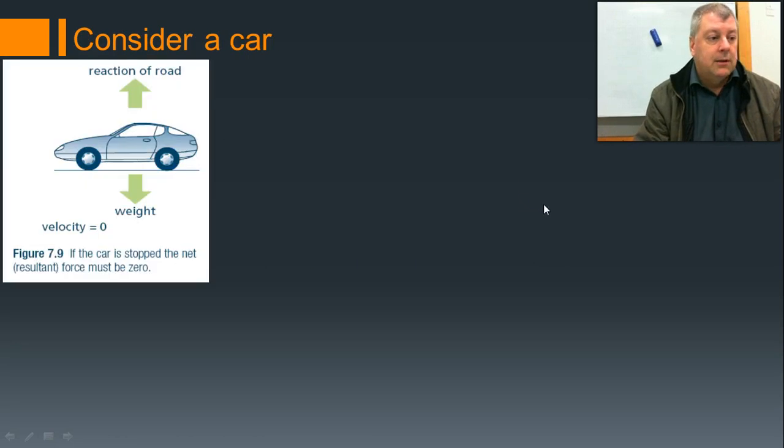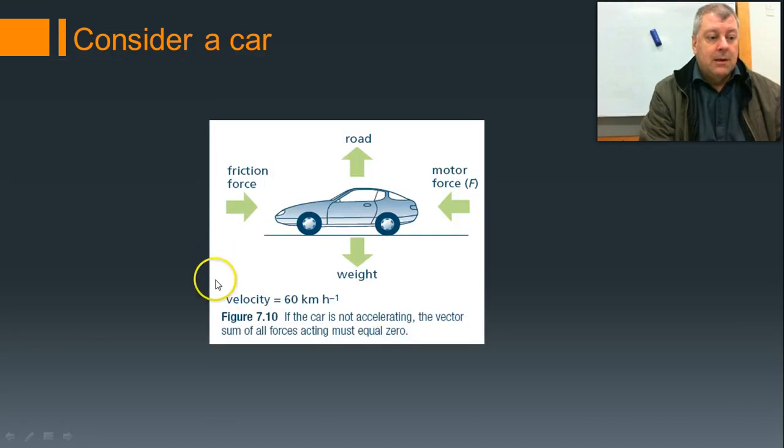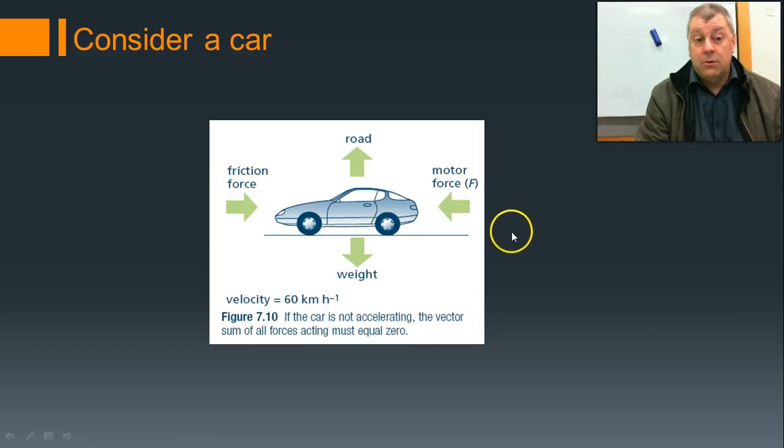Consider a car. So here's a car, velocity is 0, so Newton's first law applies, all the forces are balanced. Now it's travelling at a constant velocity. It's still Newton's first law, so all the forces are balanced. We've now got the motor force, but we've also got a friction force, which is coming from the tyres and air resistance. But you can just write it as a single force, as long as you label it correctly. So again, Newton's first law.